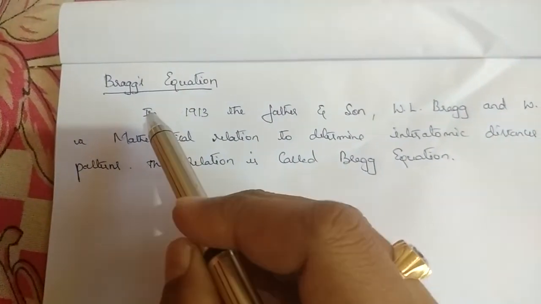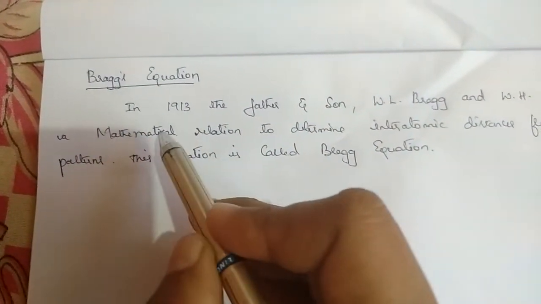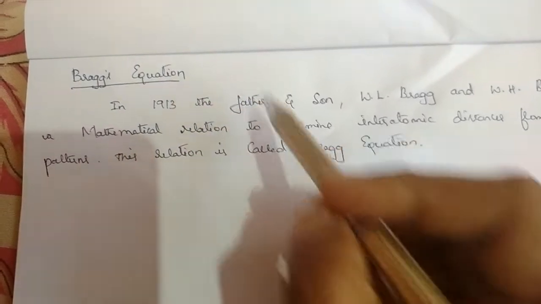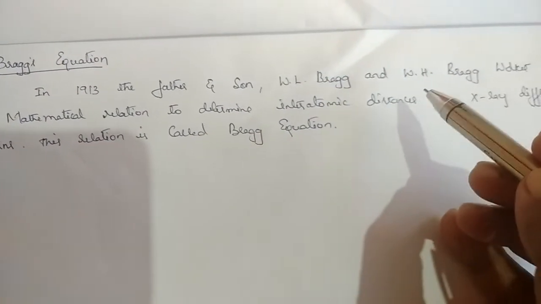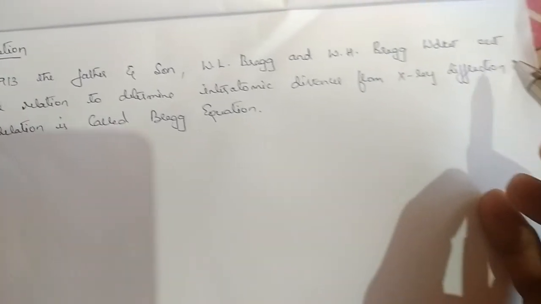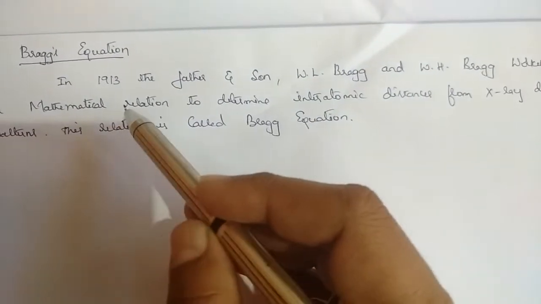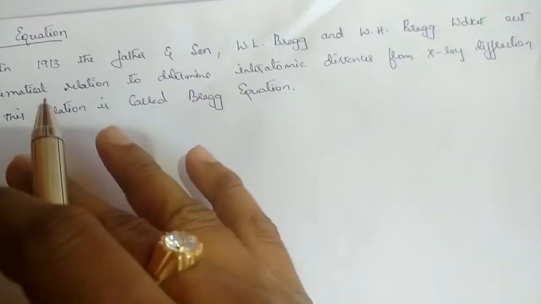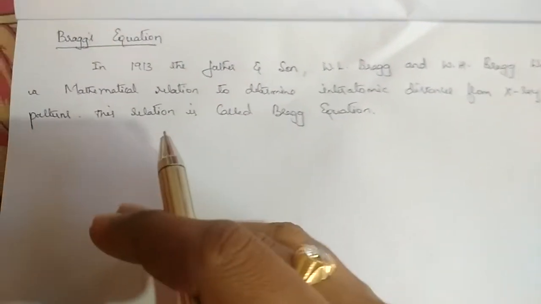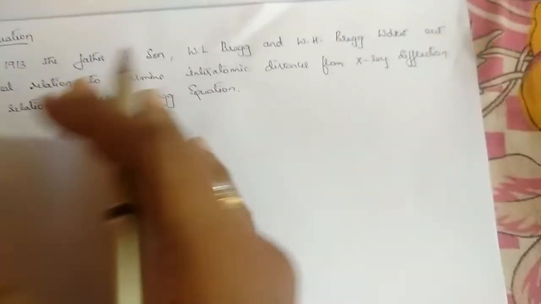Okay, now this is Bragg's equation. In 1913, the father and son, W.L. Bragg and W.H. Bragg, worked out the mathematical relation to determine the interatomic distances from X-ray diffraction patterns. This relation is called Bragg's equation.